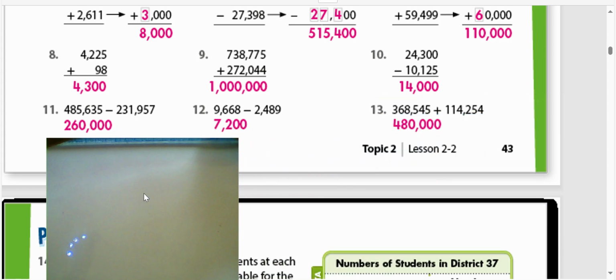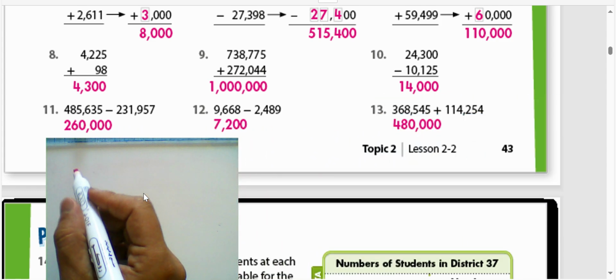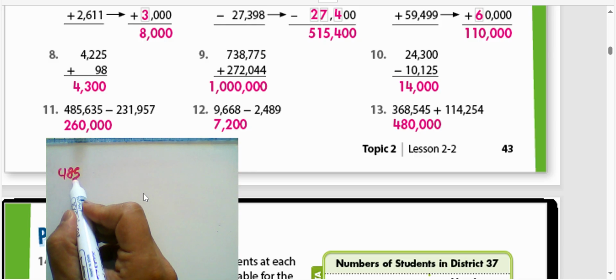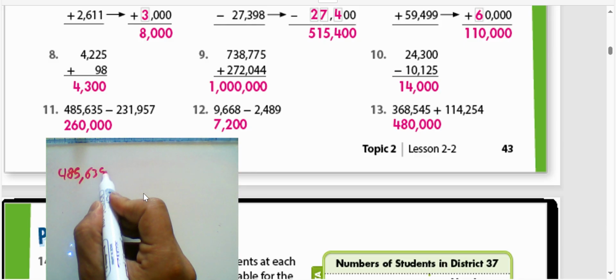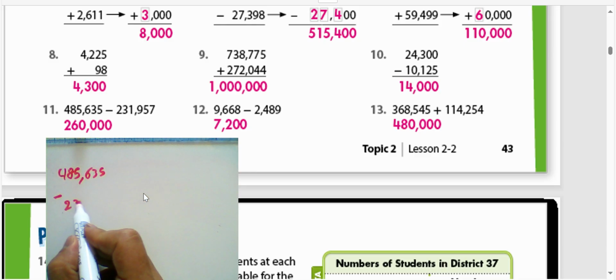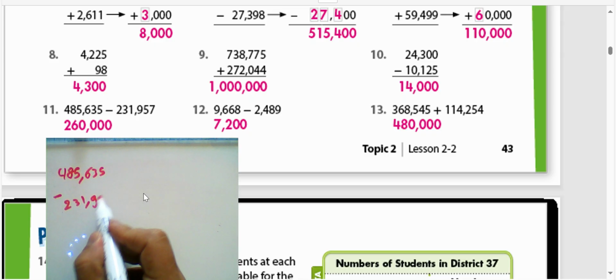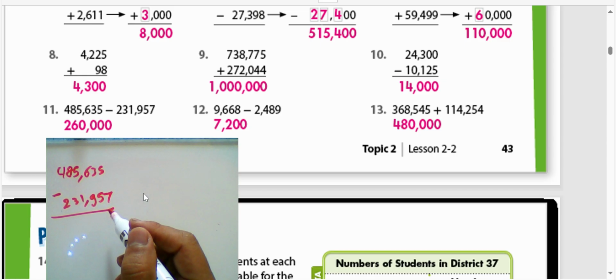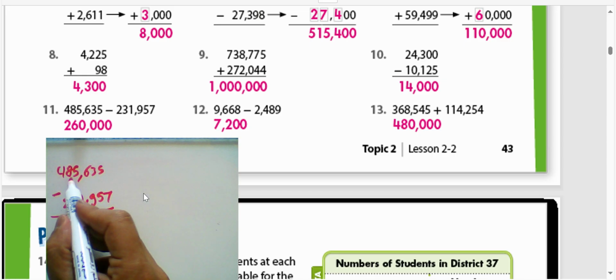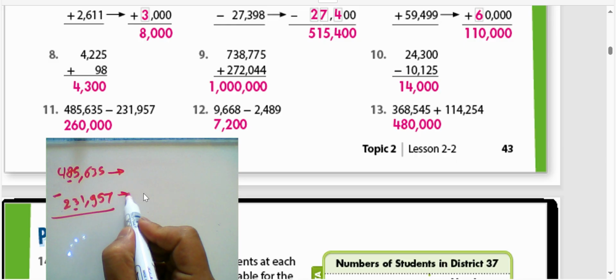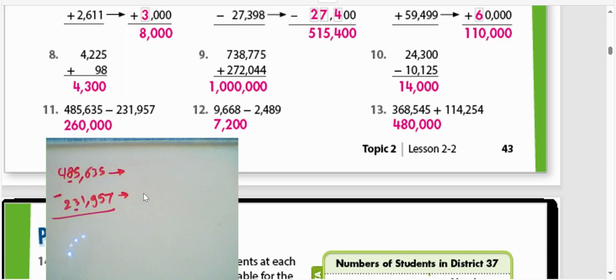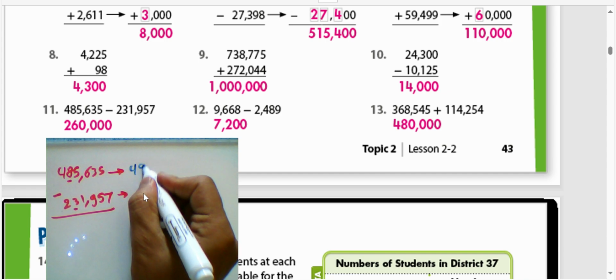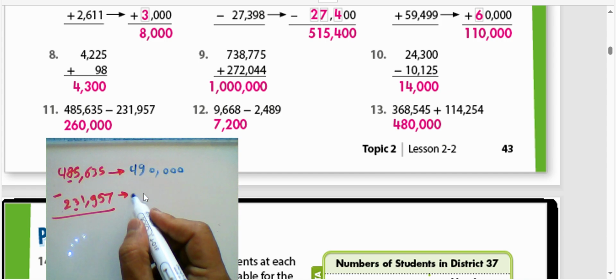Okay, this example, you can solve by this method also. Next, 485,635 subtract by 231,957. Okay, we can find the difference between two numbers by approximating to the nearest 10,000. We can approximate each one to the nearest 10,000 place. 5 here can give 1 to 8, it will be 9. Then we can write 4, 9, 0 and 3 zeros.